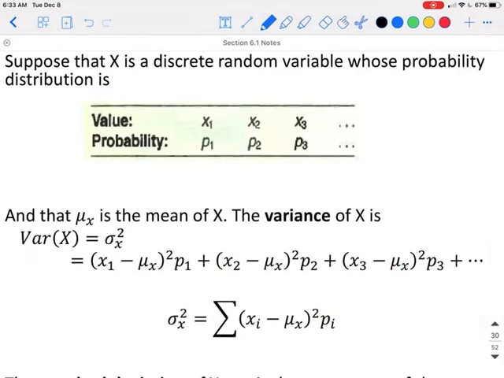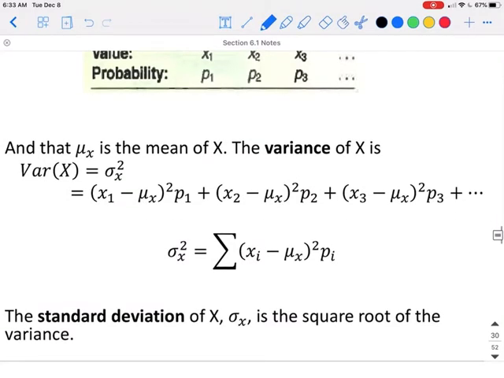Suppose that x is a discrete random variable whose probability distribution is given in a table. To find the variance, and remember, the variance is just your standard deviation squared, so that's why sigma sub x squared is your variance. To find this, you're going to do your x value minus the mean squared and then multiply it by the probability. Then you'll add on the next x minus the mean squared times its probability. When you add all those together, that will give you the variance.